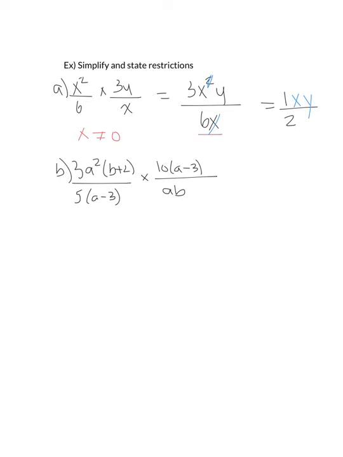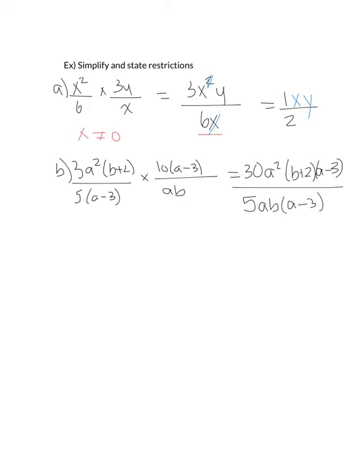All right, this next example is already factored for us, so that's nice. I'm going to be able to just multiply these, top times top. 3 times 10 is 30, and then I've got an a squared. I also have a b plus 2 in brackets and an a minus 3 in brackets. On my denominator, the only number I have is 5. I have an ab, and I have an a minus 3.